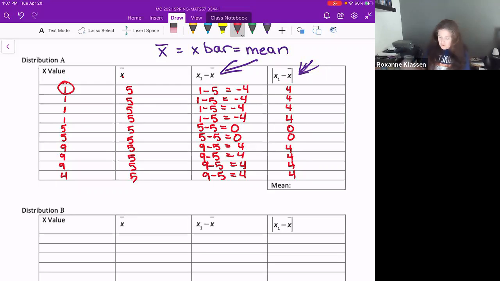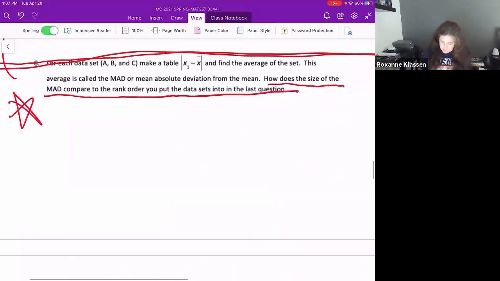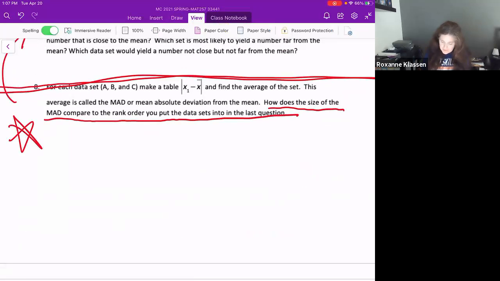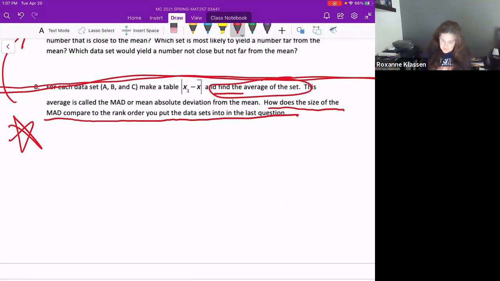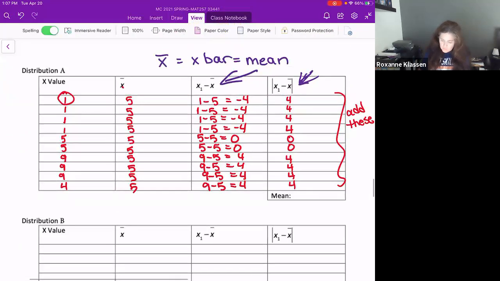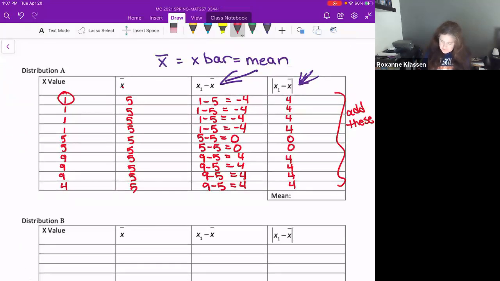All right, so now this last part, what we're going to do is add all these up. If you went back a page, it actually said, find the average. Do you see this? It says find the average of that. So that's what we're doing. We're adding these and finding the average. So we're not going to pick up our calculators.